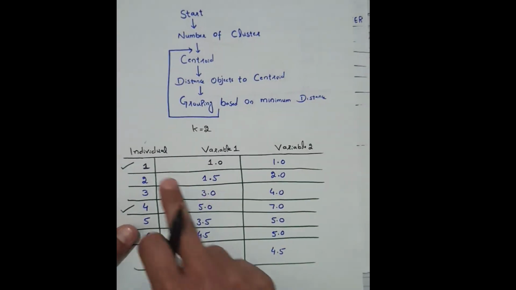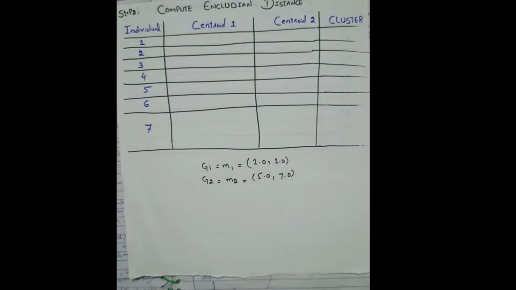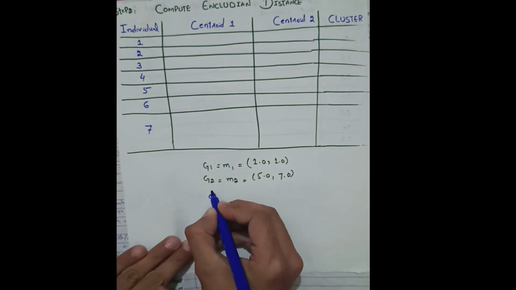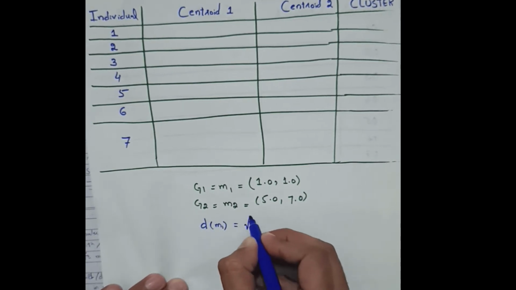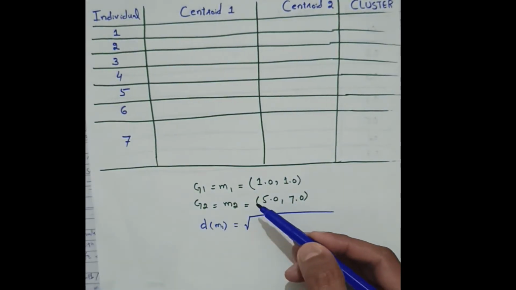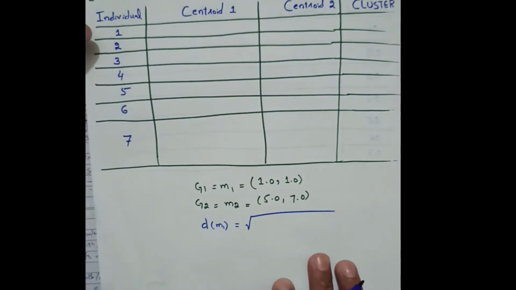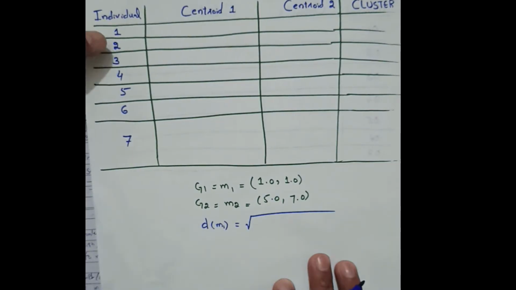So the next step is to compute the Euclidean distance. For example, how can I find the Euclidean distance of M1? It is equal to the square root of... we have to compute the Euclidean distance of group 1, M1, to each data point. Initially I will compute the Euclidean distance of individual 1 with individual 2.